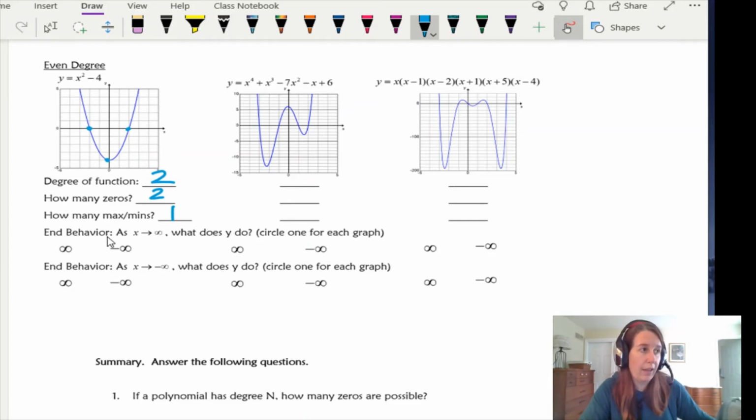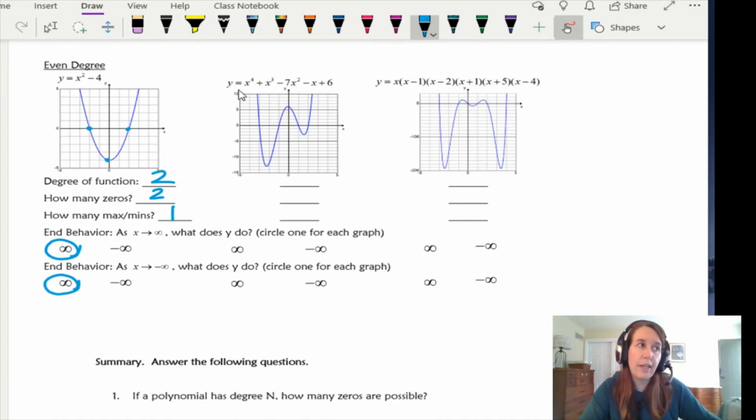Okay, let's talk end behavior. As x approaches infinity, so x is getting larger, what is y doing? Also getting larger. As x approaches negative infinity, right? What is y doing? Oh, it's going up again. So it's actually approaching positive infinity, okay? Totally different than the odd degree ones.